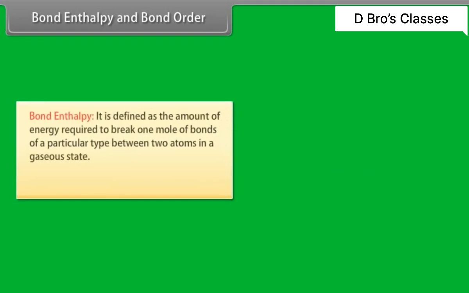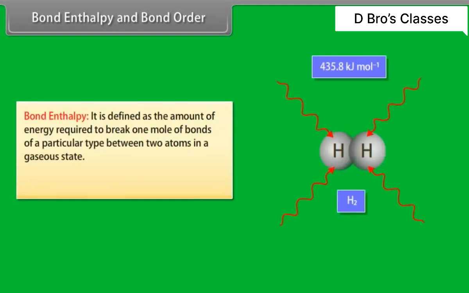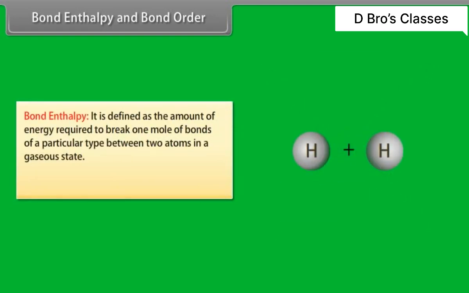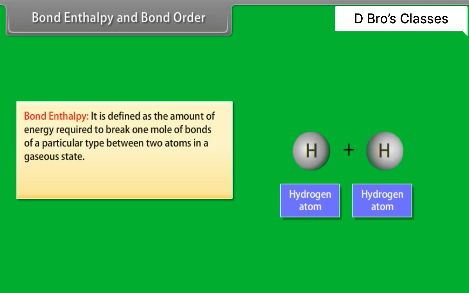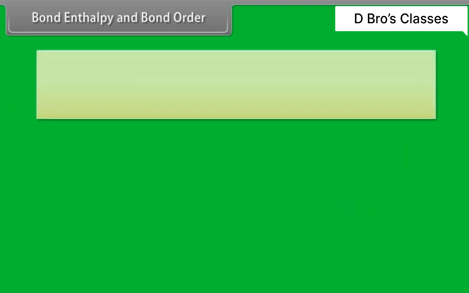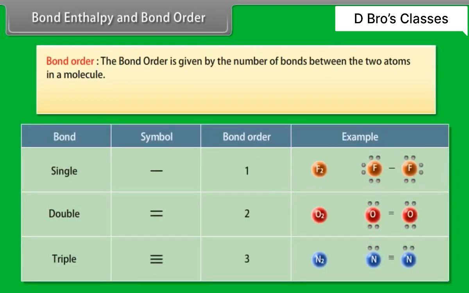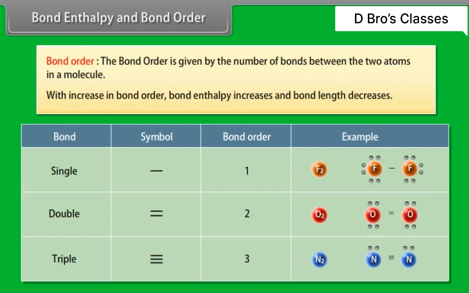Bond enthalpy and bond order. Bond enthalpy. It is defined as the amount of energy required to break 1 mole of bonds of a particular type between two atoms in a gaseous state. The unit of bond enthalpy is kilojoule per mole. Bond order. The bond order is given by the number of bonds between the two atoms in a molecule. With increase in bond order, bond enthalpy increases and bond length decreases.